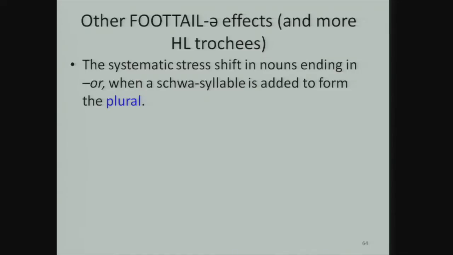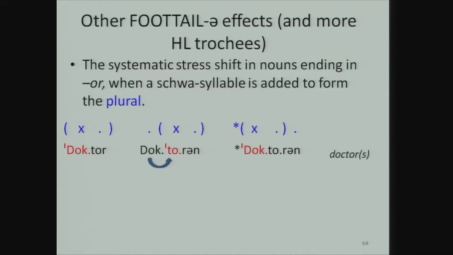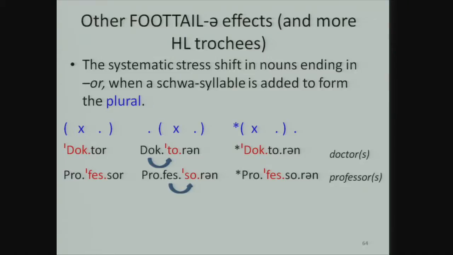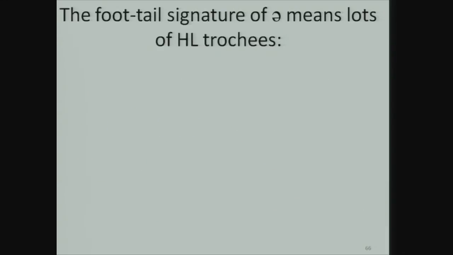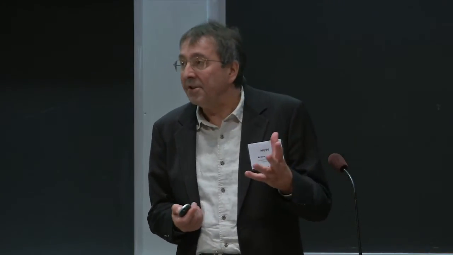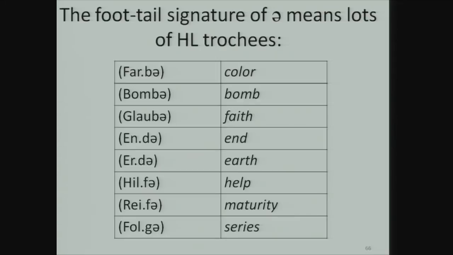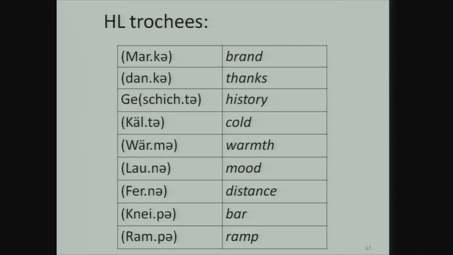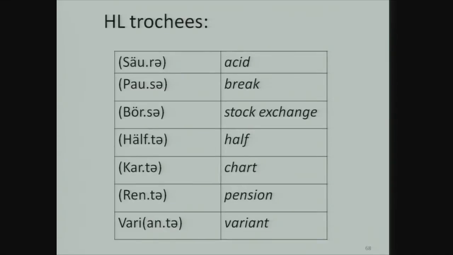Systematic shifts in the plurals for certain cases. So normally no shift because of our or ident constraints, but cases like doctor, doctoren, stress shifts to the pre-stressed syllable. Professor, professoren, tractor, tractoren, and many, many words like that. Now this is of interest because it gives us an indication. Somehow the schwa indicates foot status for certain sequences, and we see this means lots of heavy light trochees. Farbe, Bombe, Glaube, Ende, Erde, Hilfe, Reife, Folge, etc., all heavy light trochees. So basically large parts of the German lexicon are like that.